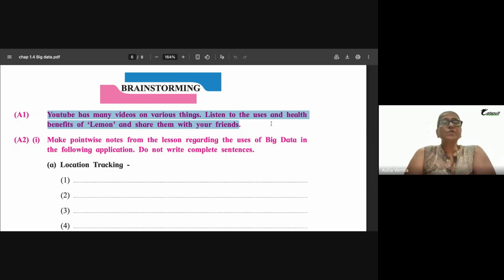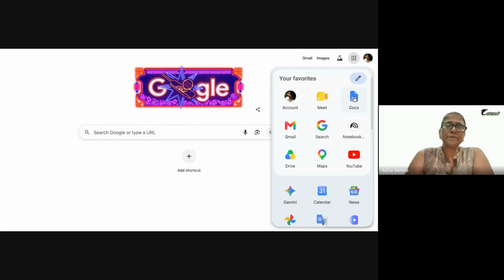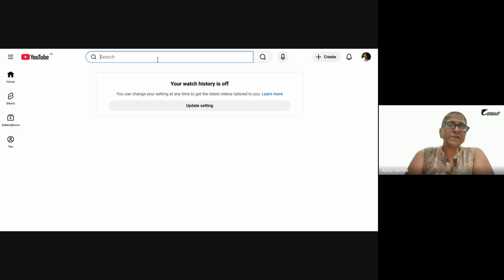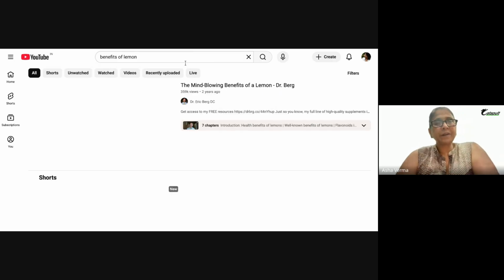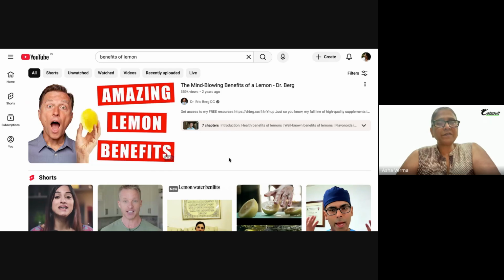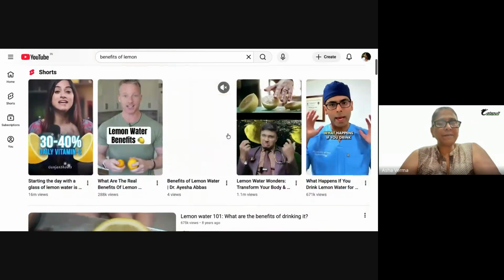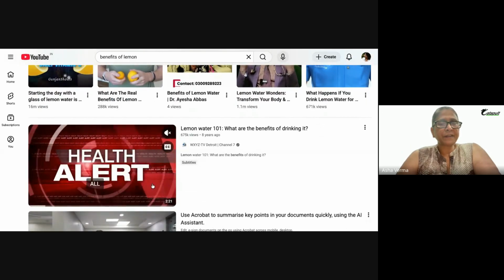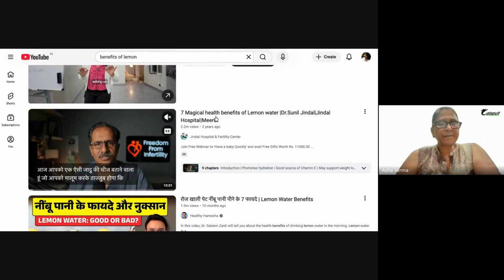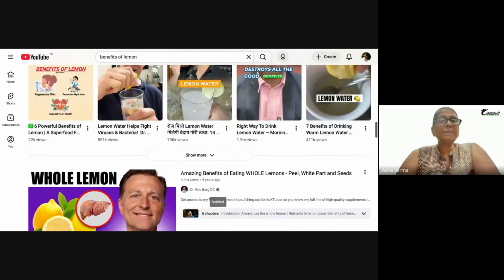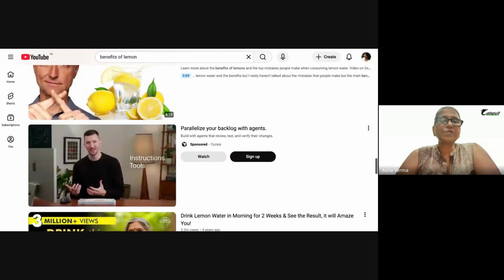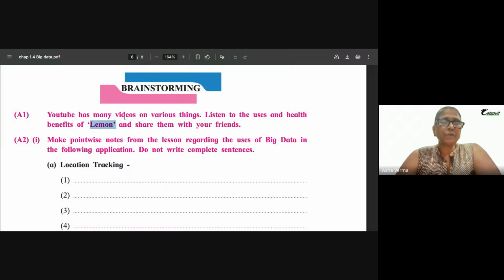Listen to uses and health benefits of lemon and share it with your friends. So for this, what are you going to do? You are going to go to Google, go to YouTube, and type benefits of lemon. And here you will find lots of videos which will say mind-blowing benefits of a lemon, lemon water benefits, 7 magical health benefits of lemon water, नींबू पानी के फायदे और नुकसान. So you can go through these, and that means YouTube or any internet source for that matter is a powerhouse of information.